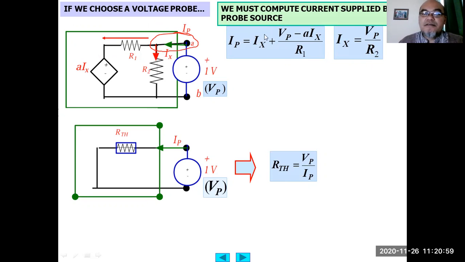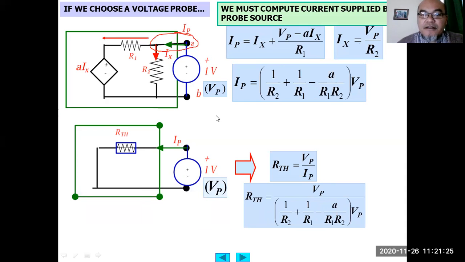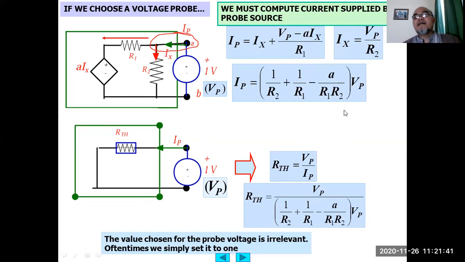So we can replace this into this formula, and then from there we will obtain IP equals 1 over R2 plus 1 over R1 negative A divided by R1 R2, times VP. Okay, so substituting this inside this equation with VP divided by R2. So from here, the Thevenin resistance will be obtained as VP divided by IP, which is basically this value. This value is the Thevenin resistance. So Thevenin resistance is calculated when we short-circuit the voltage source. The value chosen for the probe voltage is irrelevant, this VP.